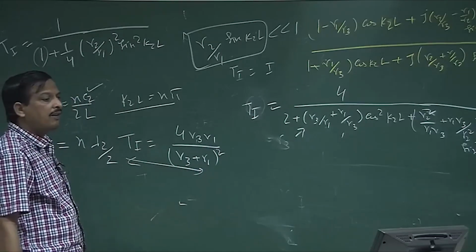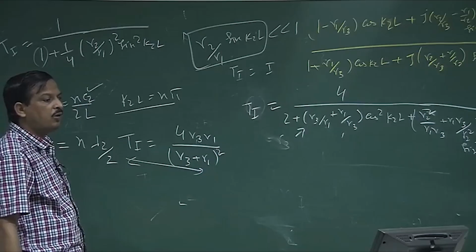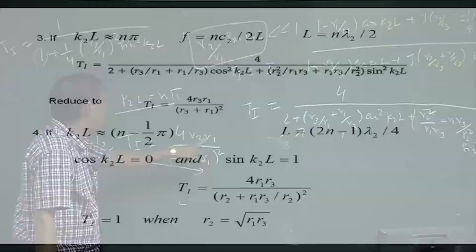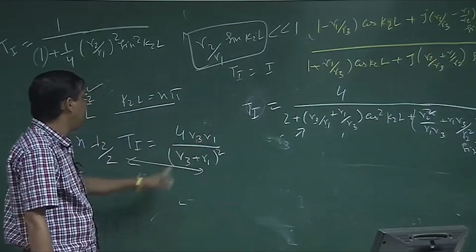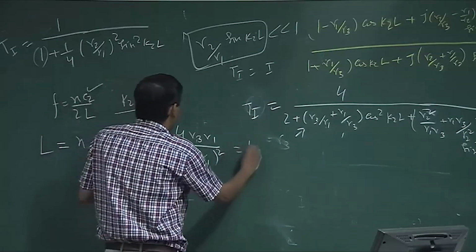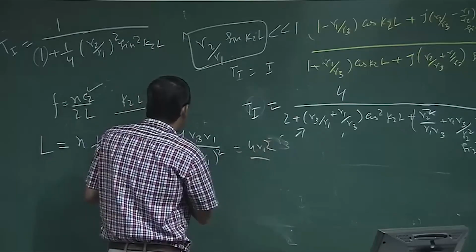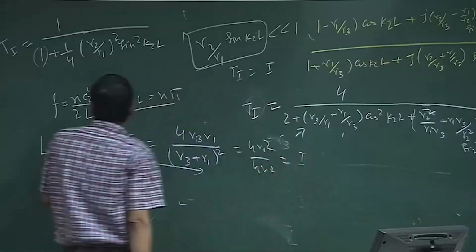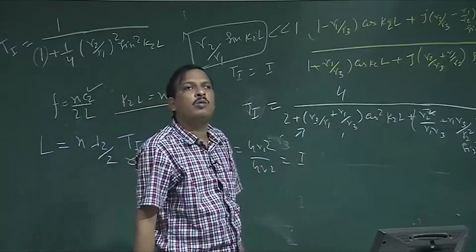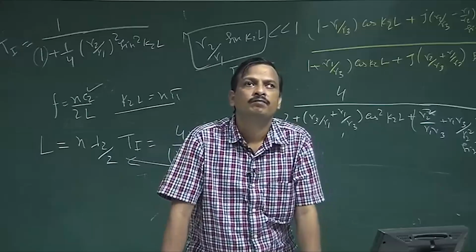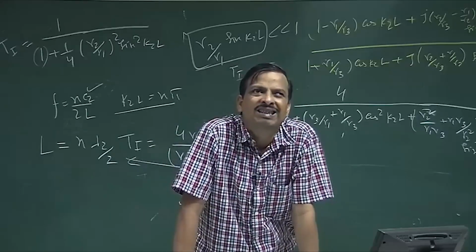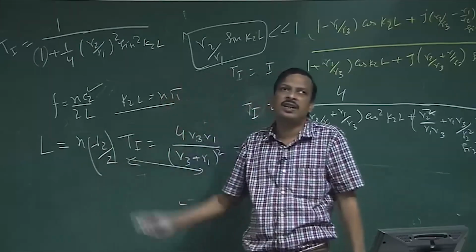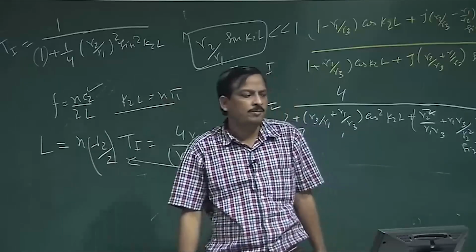Ti will be 4 R3 R1 divided by R3 plus R1 whole square. If R1 and R3 are equal, then it is 4 R1 square divided by R1 plus R1 whole square, which is 4 R1 square by 4 R1 square, that is 1. So those frequencies will be passed through the wall. If the length of the wall is an integer multiple of the half wavelength of the frequency, then those frequencies will pass through the wall.